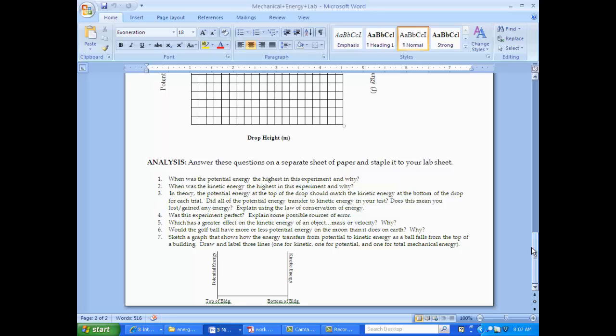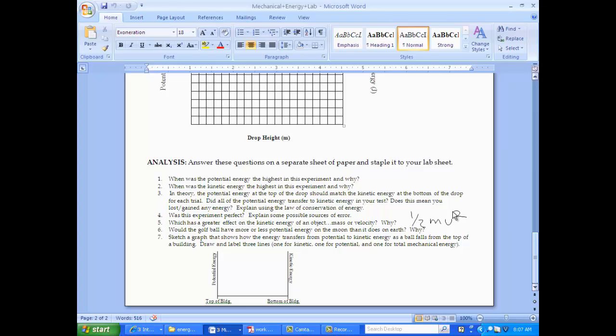Five, which has a greater effect on kinetic energy of an object, mass or velocity? This was a good question. A lot of kids were debating this question. So let's look at the formula first. So we know that it's 1/2 mv squared. So which one do you think is going to have the greatest change?